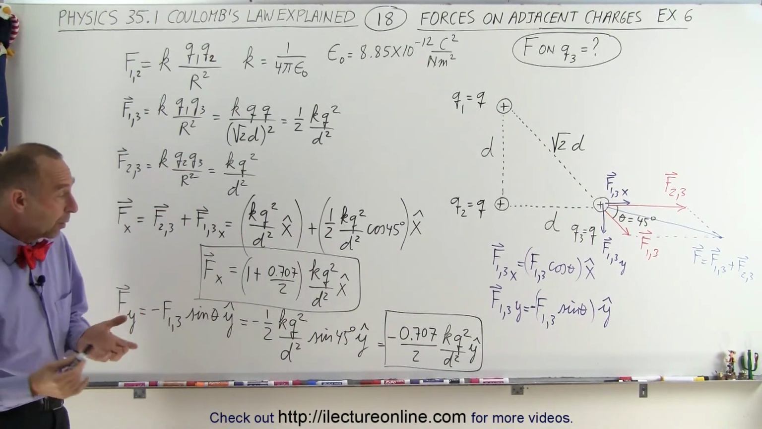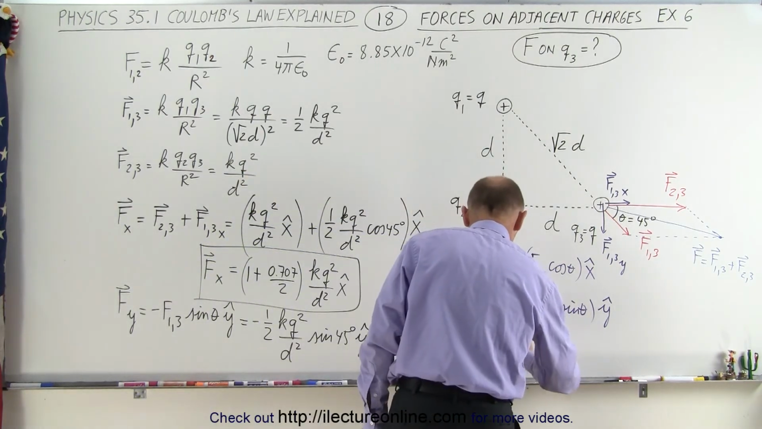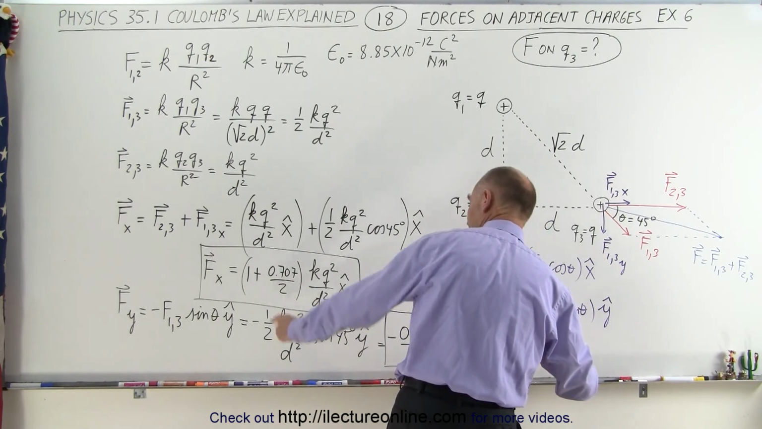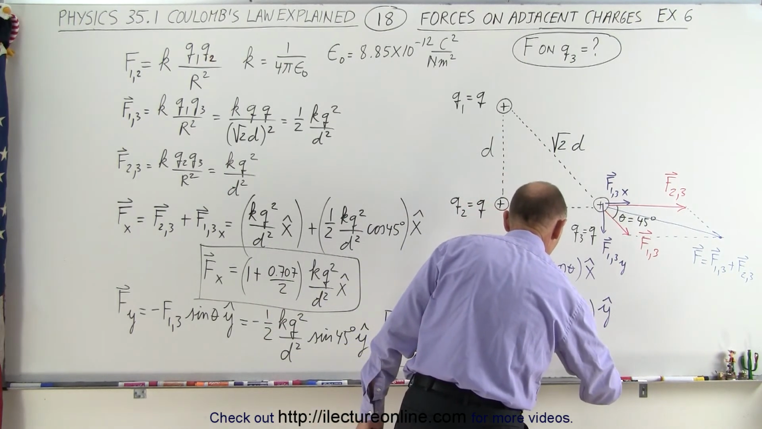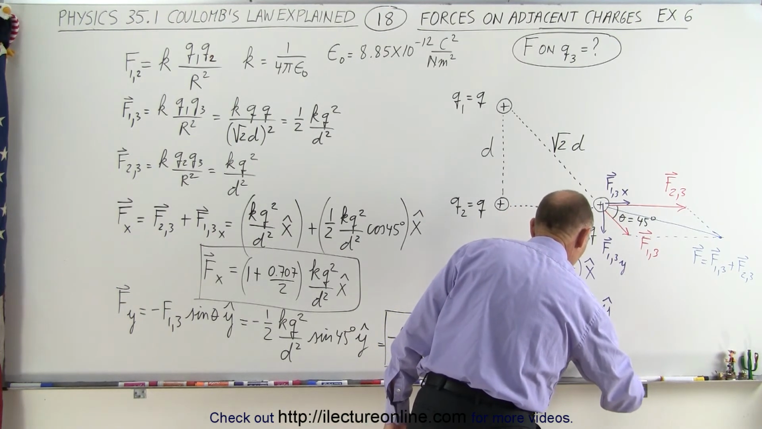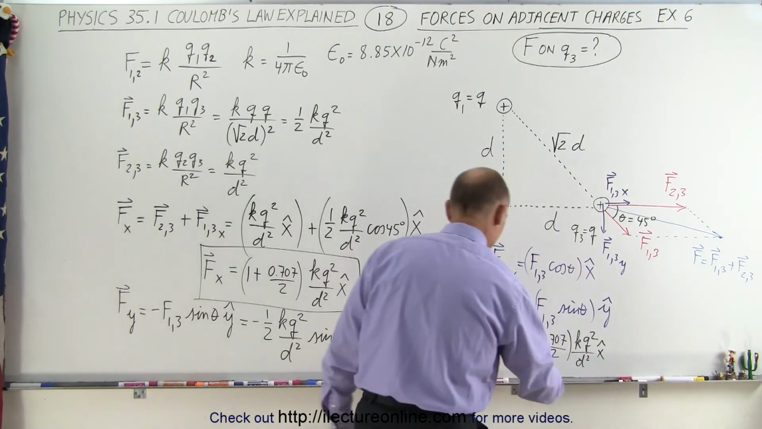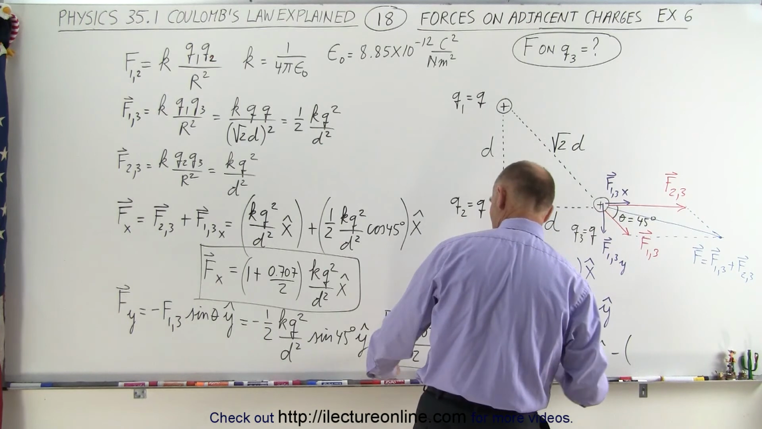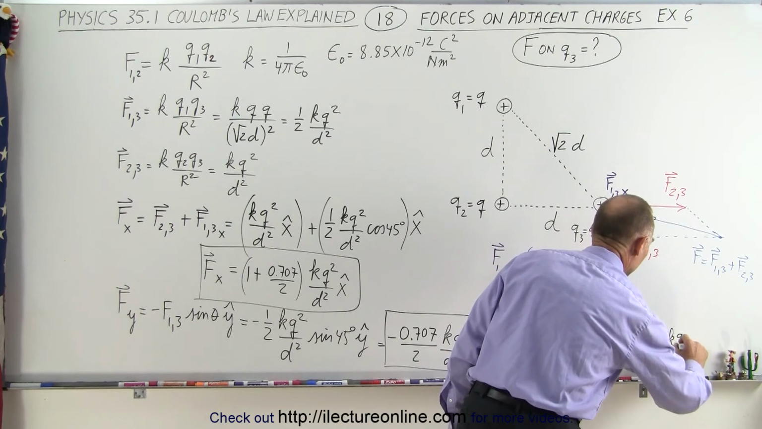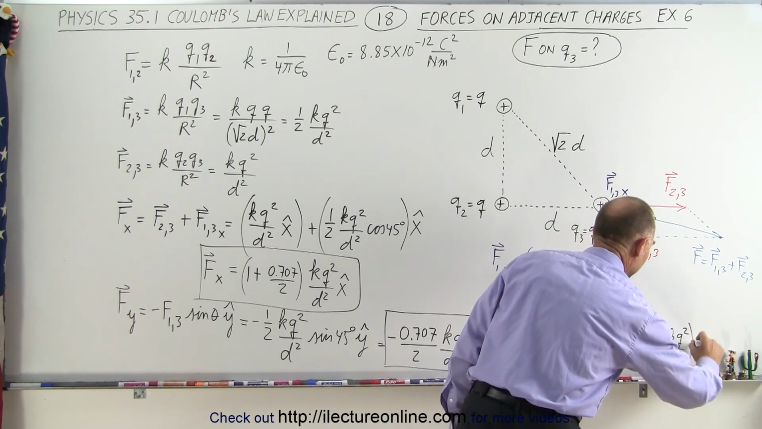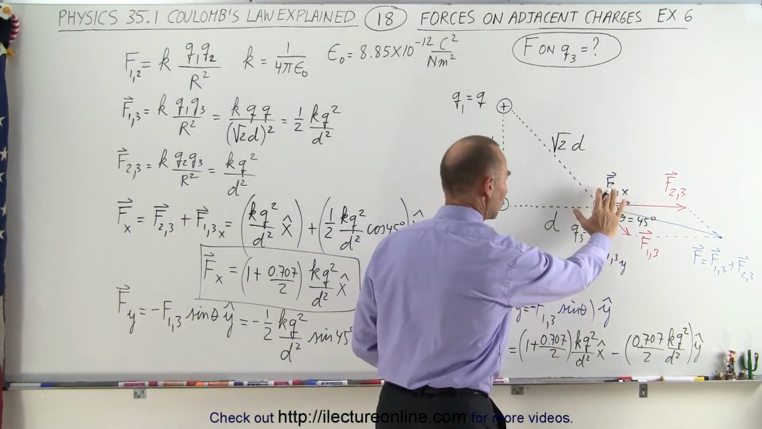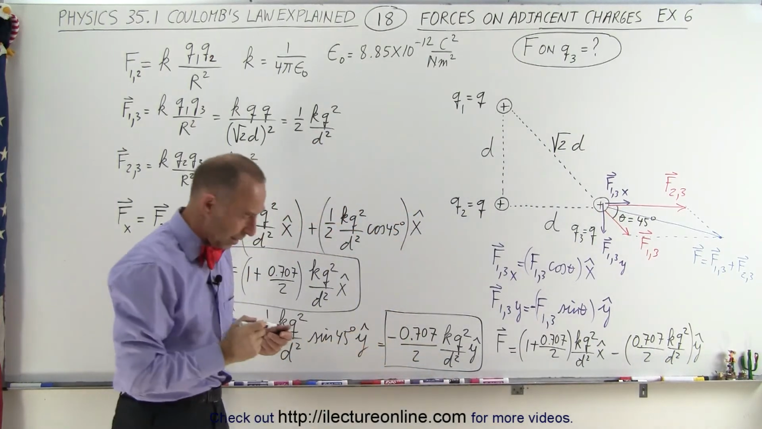And then, of course, if we want to write the total of that, we can say that F is equal to the x component, which would be 1 plus 0.707 divided by 2 times kq squared over d squared in the x direction, and then minus the quantity 0.707 divided by 2 kq squared over d squared in the y direction. And that would be the force acting on Q3 due to the presence of Q1 and Q2.